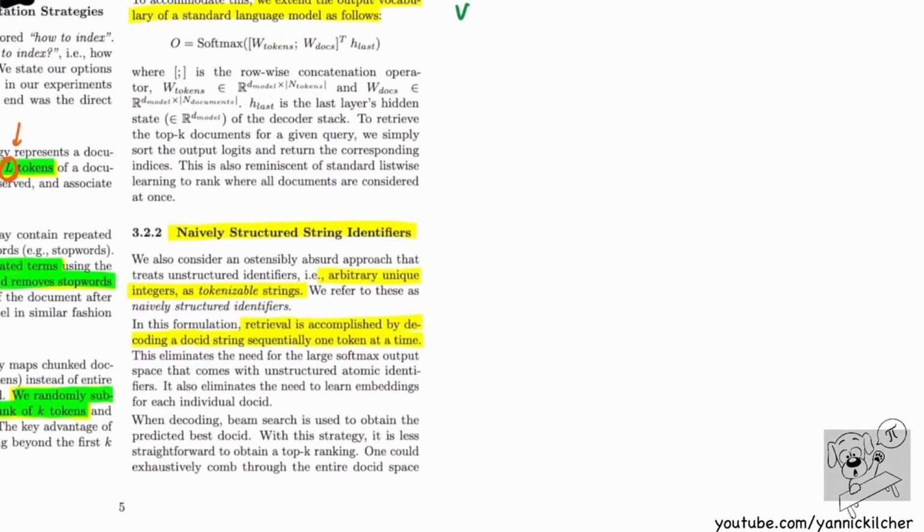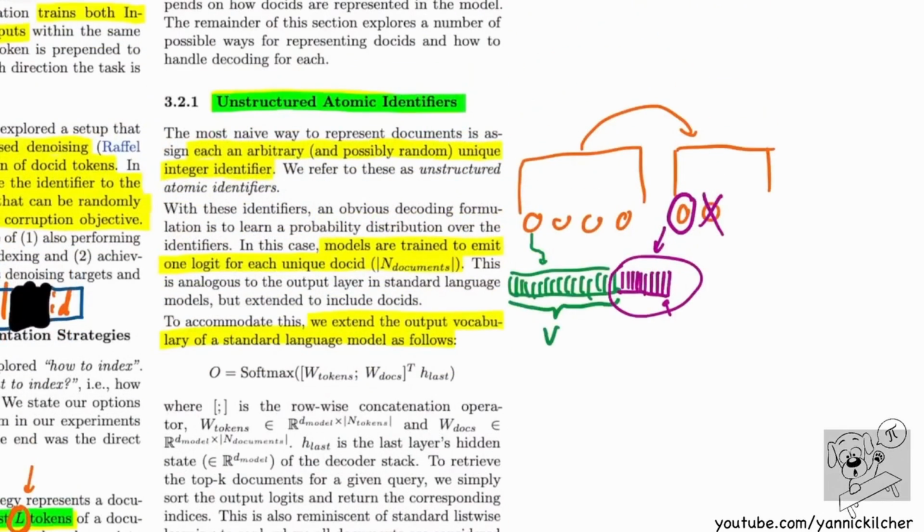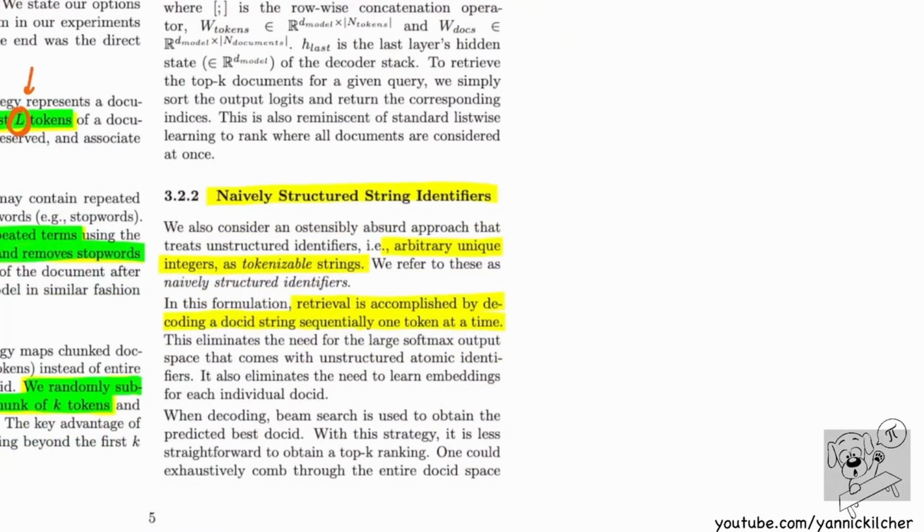But we'll have some comments on that too. The next thing is naively structured string identifiers. So again, every document will have an arbitrary unique identifier, which is just kind of an integer. However, they just say, well, we'll just put the integer as a tokenizable string. So if the integer is like 1125, then the model needs to predict the tokens, like the strings 1, 1, 2, and 5.